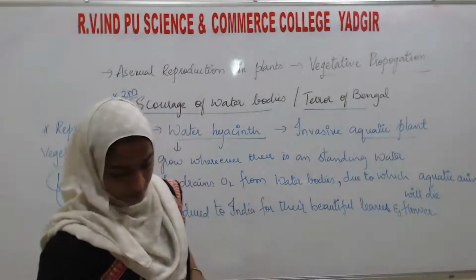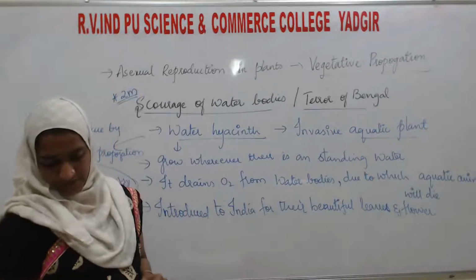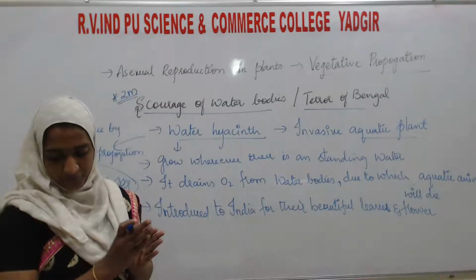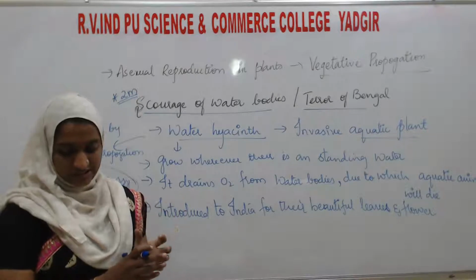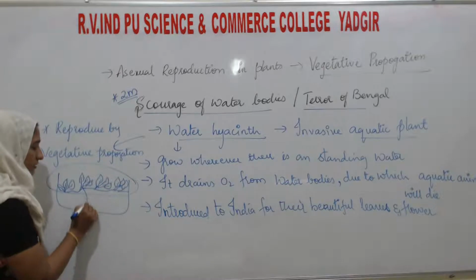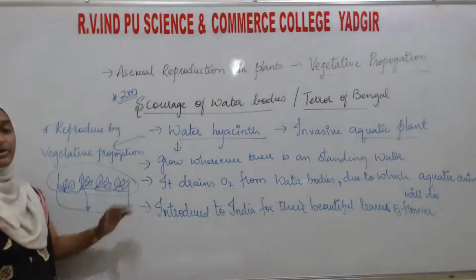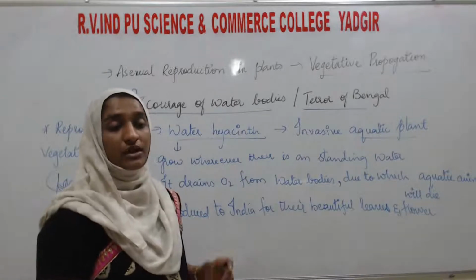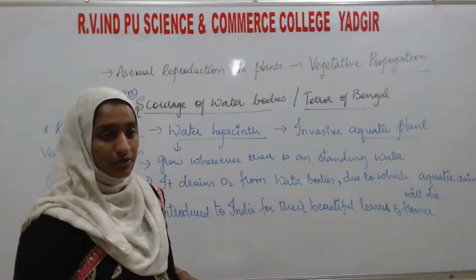So here, in the water hyacinth, what is the particular vegetative propagule? That is the stem. It is going to propagate very rapidly. Further, we will see what that particular vegetative propagule is over here.